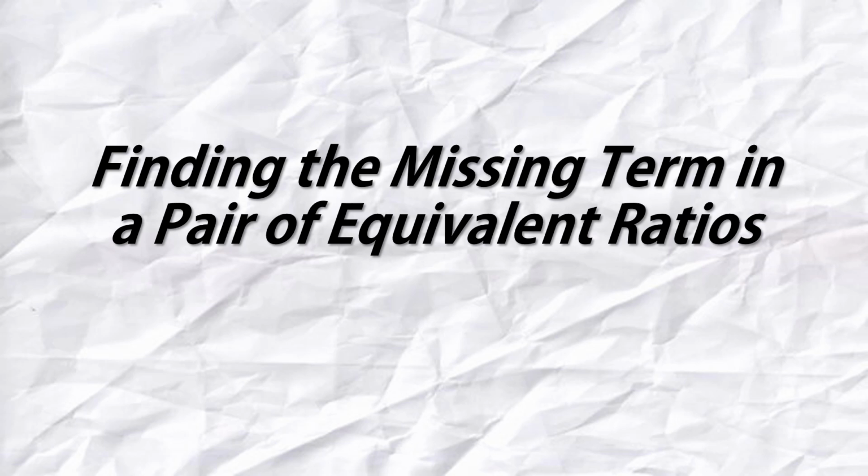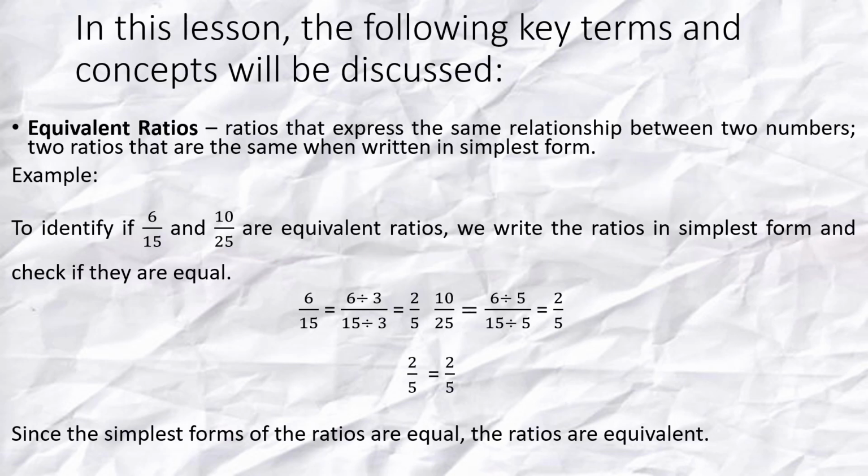For this lesson, we'll be discussing finding the missing terms in a pair of equivalent ratios. In order for us to understand this topic, let us first define some terms. When we say equivalent ratios, from the word equivalent, it means equal. These are ratios that express the same relationship between two numbers. Two ratios are equivalent when they are the same when written in the simplest form.